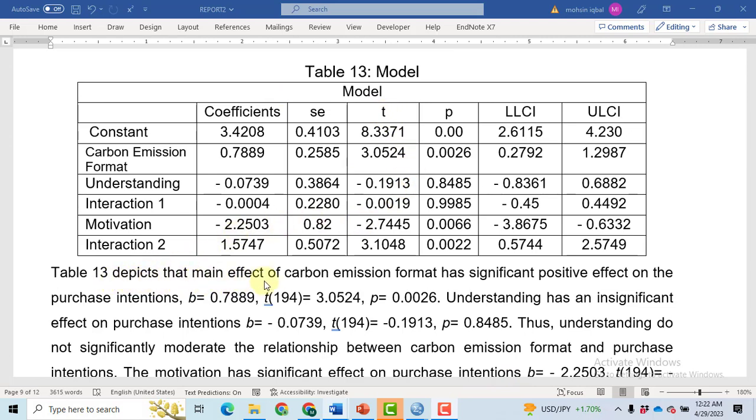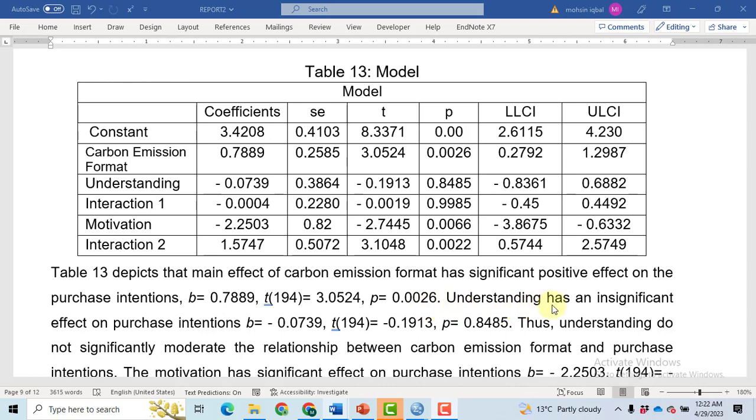Table 13 depicts that the main effect of carbon emission format, that is my independent variable, has a significant positive effect. So significant, the p-value is less than 0.05, and positive, the coefficient is positive on the purchase intention, that is the dependent variable, and I have written b is equal to 0.7889, t(194), that is the degrees of freedom for the denominator, and 3.05, this is the t value, and the p value associated is 0.0026.